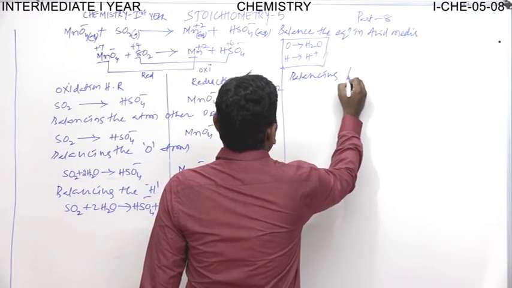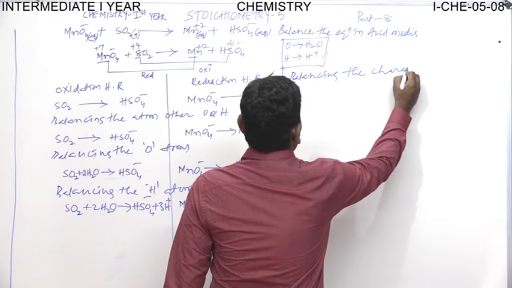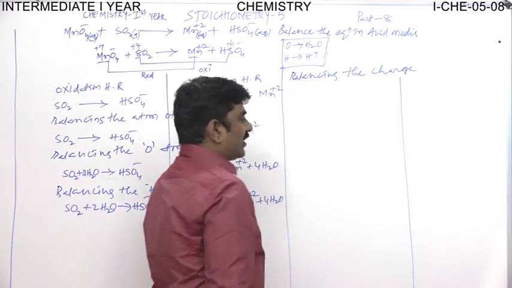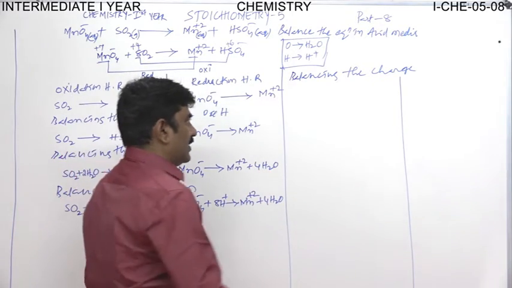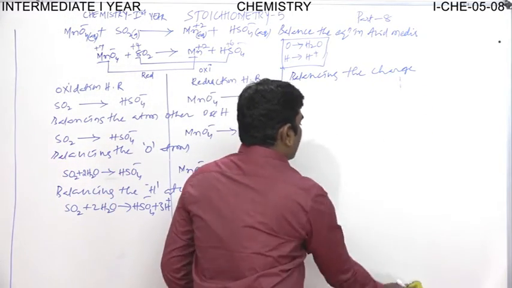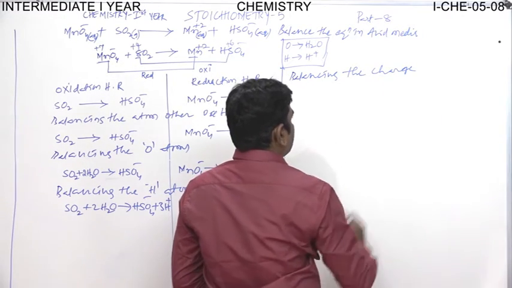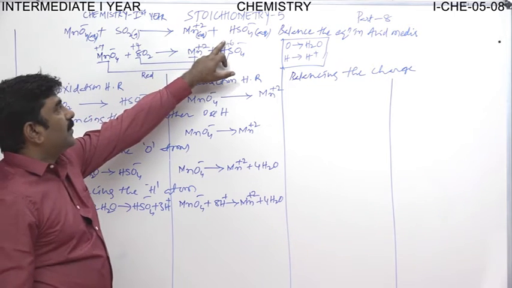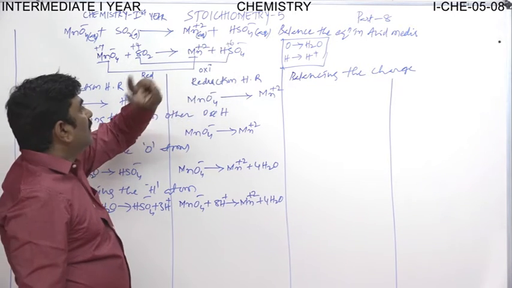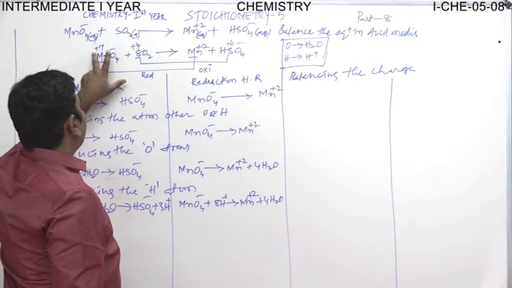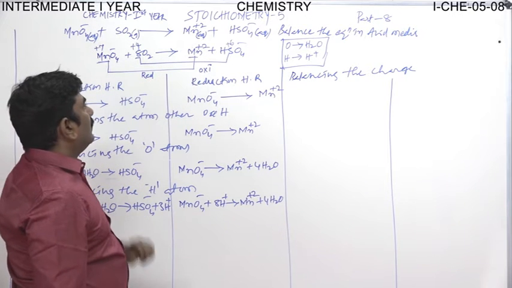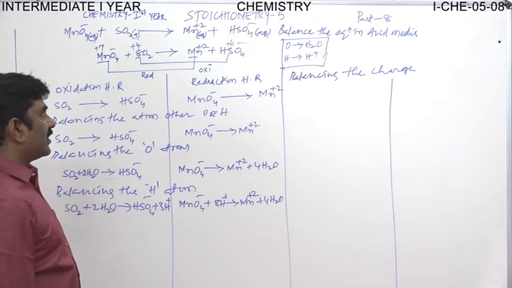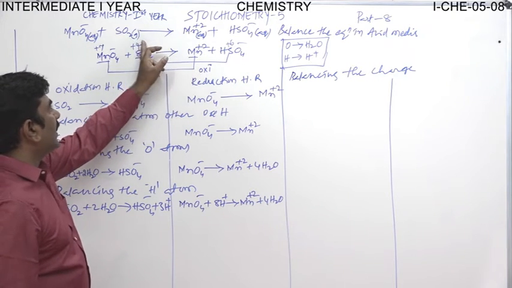Balancing the charge means we have to balance the electrons. In the redox equation, the number of electrons lost must be equal to the number of electrons gained. Redox చర్యలలో కోల్పోబడ్డ ఎలక్ట్రాన్ల సంఖ్య దేనికి సమానంగా ఉండాలి? గ్రహించబడ్డ ఎలక్ట్రాన్ల సంఖ్యకి సమానంగా ఉండాలి. మరి ఇక్కడ ఏమైంది? +4 దేనిగా మారింది? +6 గా మారింది. అంటే ఎన్ని ఎలక్ట్రాన్స్ లాస్ అయినాయి? 2 ఎలక్ట్రాన్స్ లాస్ అయినాయి. మరి ఇక్కడ +7 దేనిగా మారింది? +2 గా మారింది. అంటే ఎన్ని ఎలక్ట్రాన్స్ గెయిన్ అయినాయి? 5 ఎలక్ట్రాన్స్.